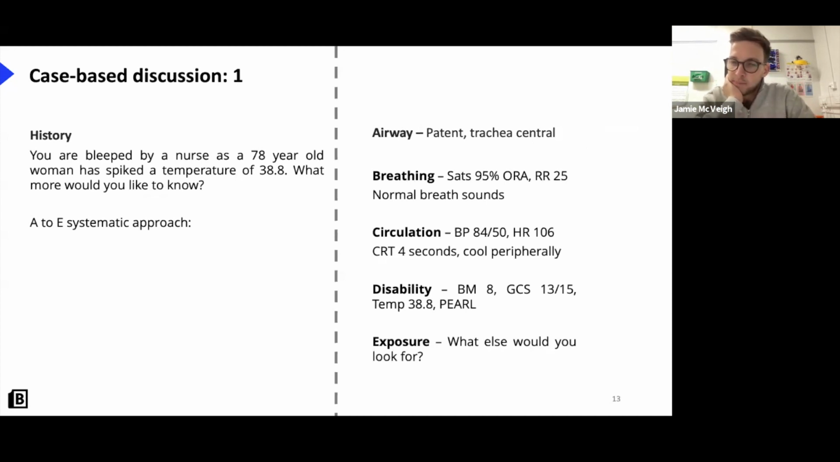Going through circulation then. Looking at her obs, she is tachycardic and she has a blood pressure of 84 systolic. Her cap refill time is 4 seconds, so it's a bit delayed. It's double what it should be. And she feels a bit cool peripherally, particularly in her fingers.